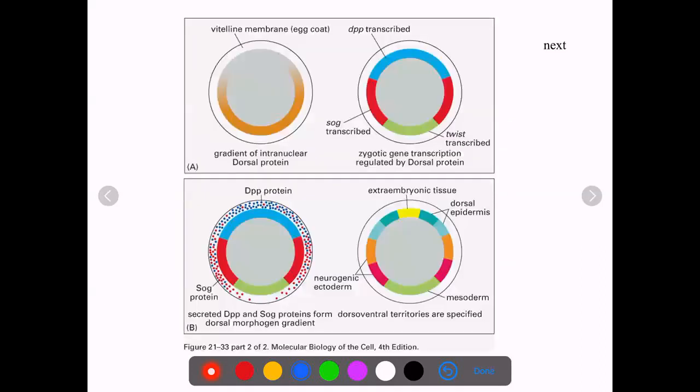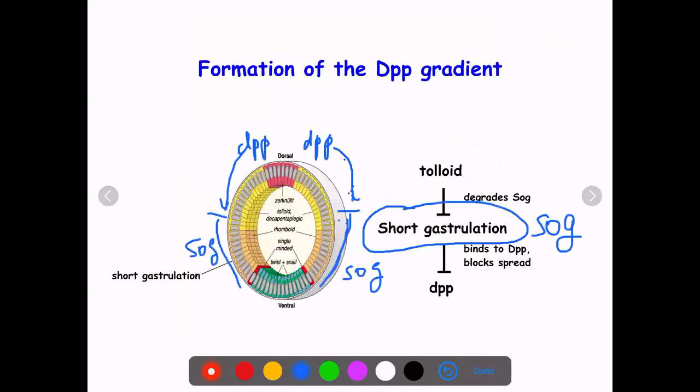So that is the problem. One thing that I forgot to mention is that SOG is also a secreted protein, and SOG may diffuse all the way up and wipe out the DPP function. Because, I mean, it might as well go straight up. So that's why let me use a different color here.